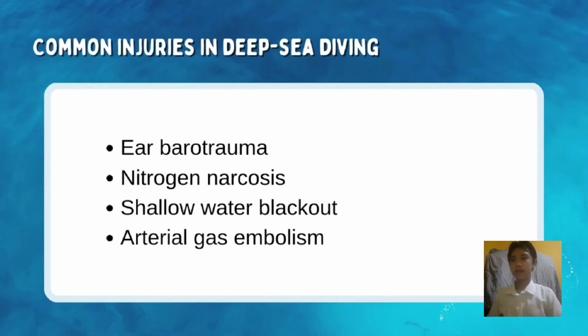Fourth, arterial gas embolism. Gas can enter arterial blood through ruptured pulmonary capillaries and spread bubbles throughout the body, including the heart and brain, disrupting the circulation and damaging vessel walls.